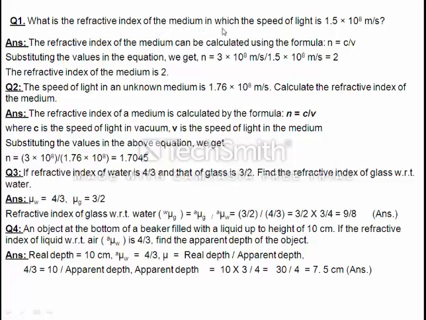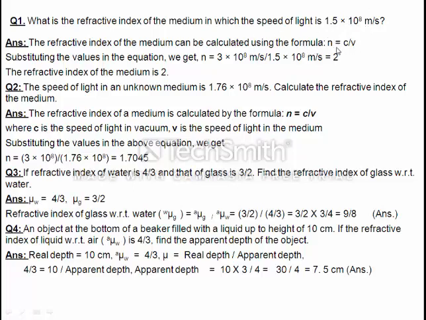What is the refractive index of a medium in which the speed of light is 1.5 into 10 to power 8 meter per second? The refractive index is asked of a medium in which the speed of light, that means V, is given. How much is V? V is 1.5 into 10 to power 8 meter per second.